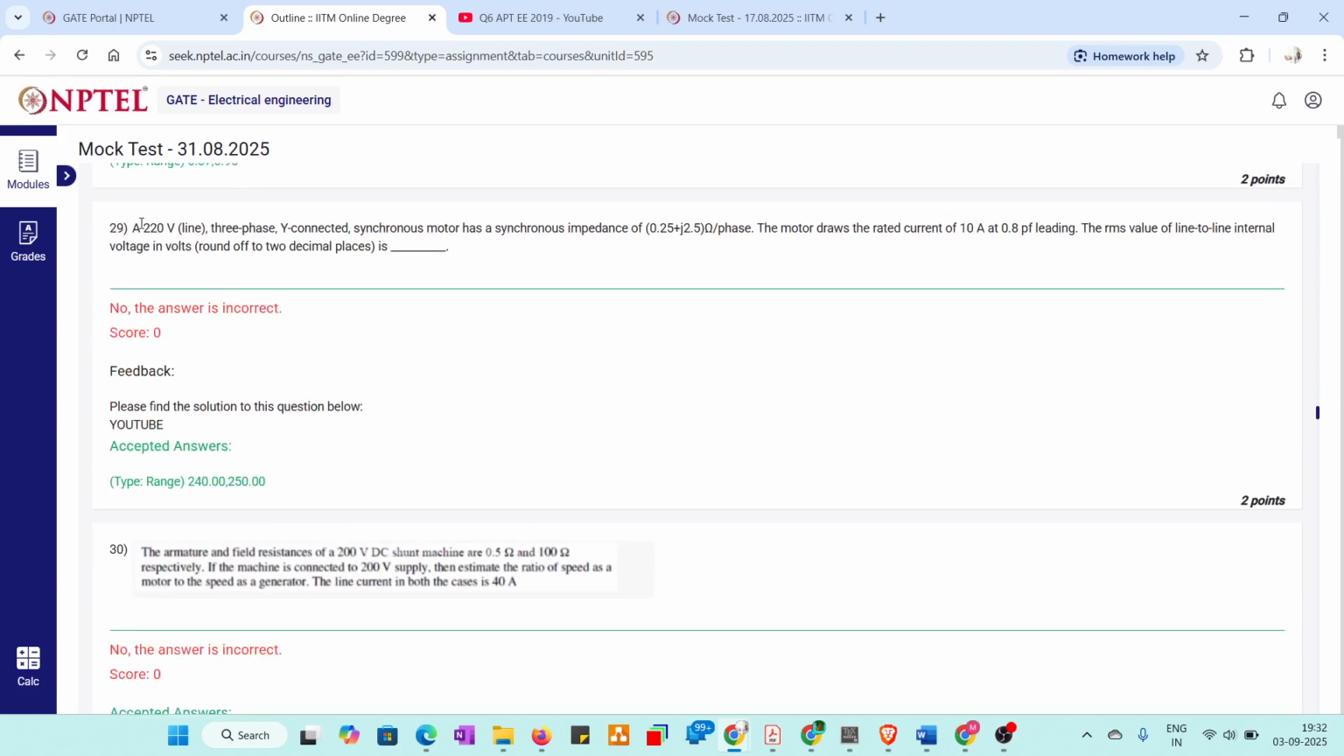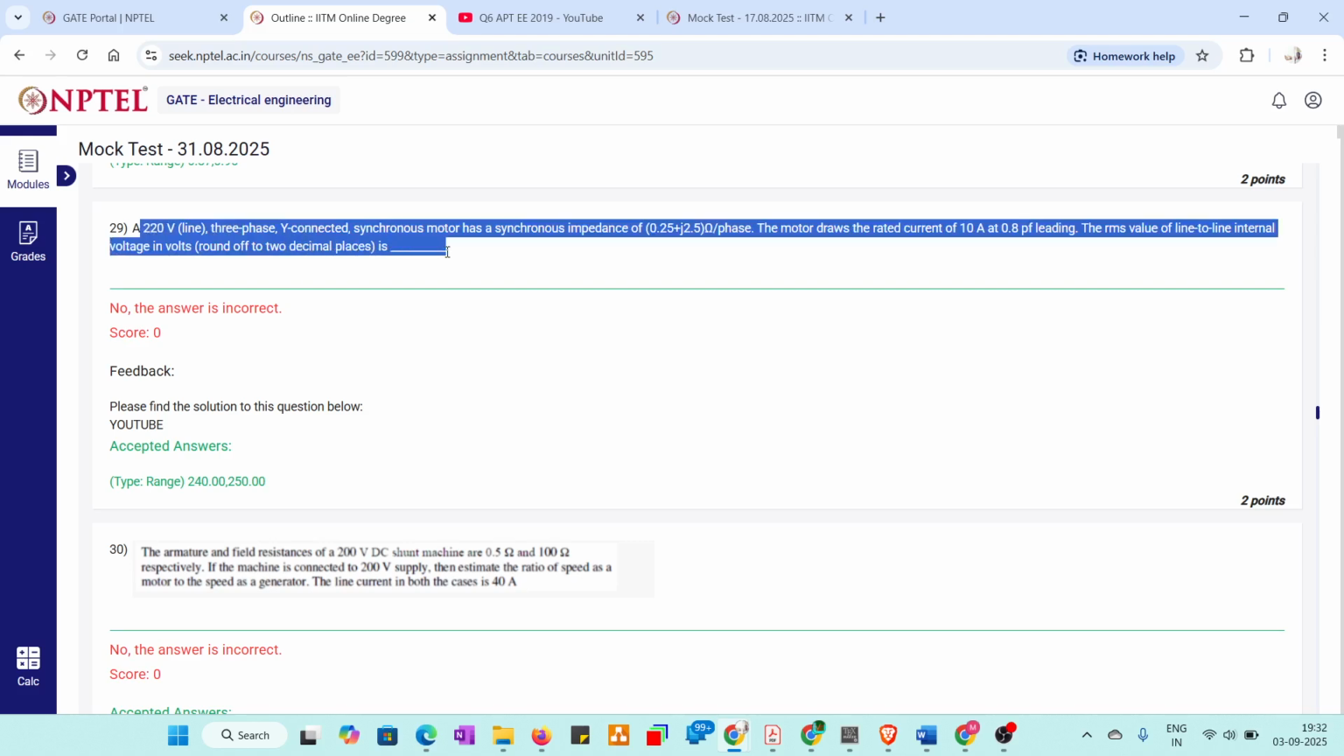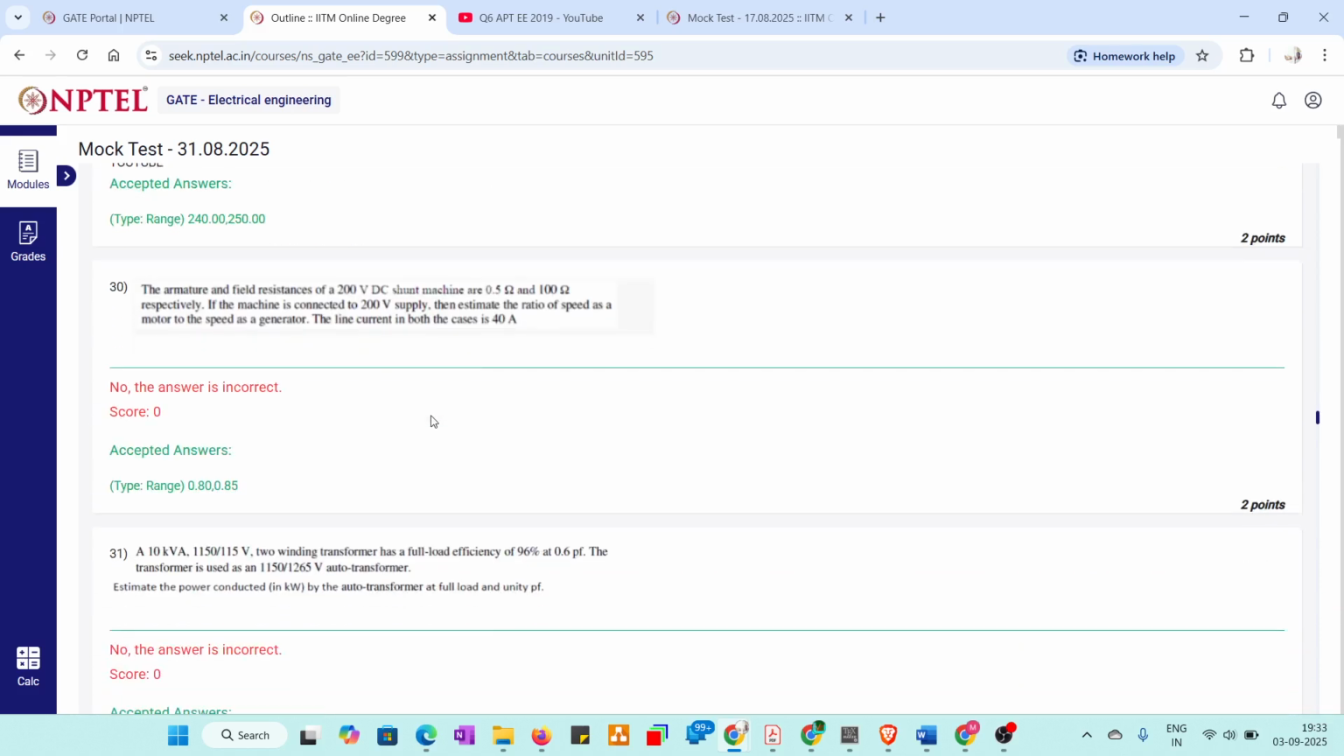Next we'll have the 220 volts 3-line voltage synchronous. So coming to the topic, that is synchronous motor. Impedance is there and motor draws the rated current and RMS value of line. Okay, so three phase star to delta, delta to star connections if you know, then we can do the answer easy. Okay, so next we will come to the armature reaction. So armature will having the armature field resistance 200 volt is 10 volt 0.100 respectively. If the machine is 200 volt, we estimate the ratio of speed as the motor speed generated line current. So how much line current is dropped?